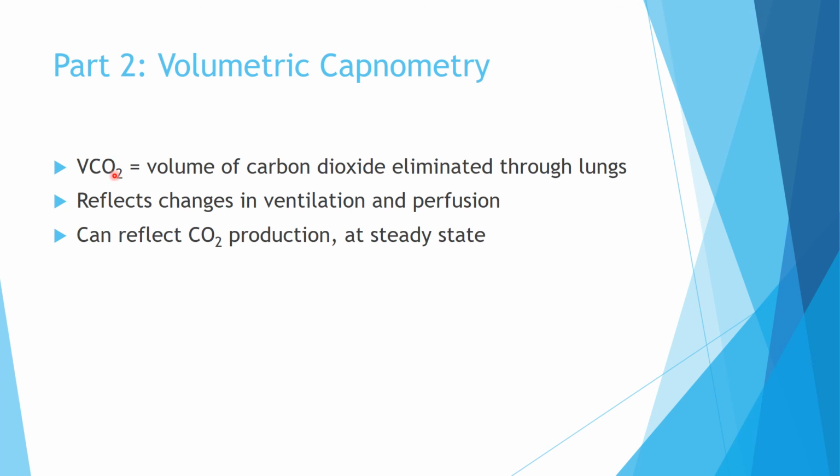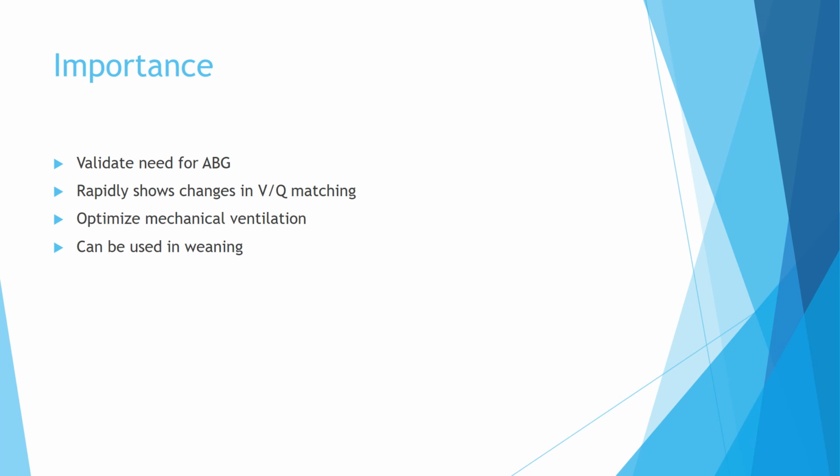So we know VCO2 is the volume of carbon dioxide eliminated through your lungs. It's going to show changes in your ventilation and perfusion. Go back to that VQ matching constantly. And yes, you can monitor at a steady state. It's going to be reflected in your CO2 production.